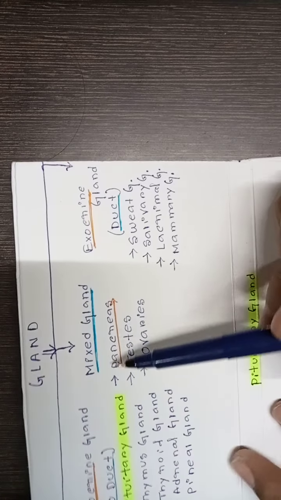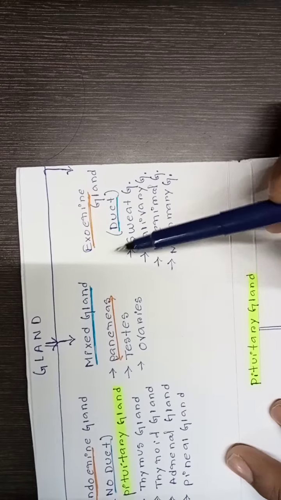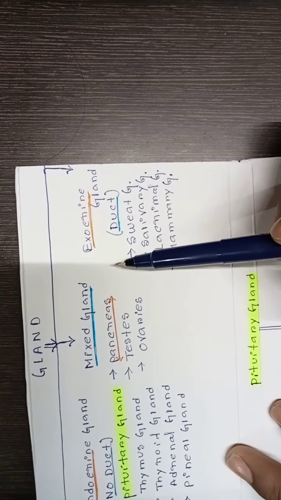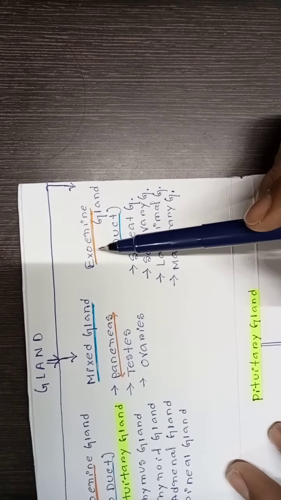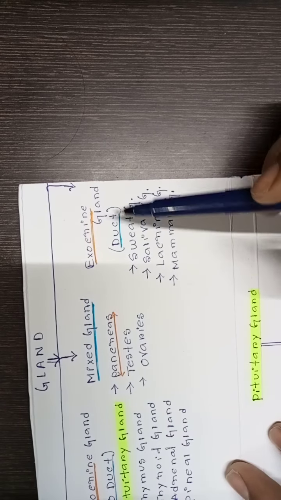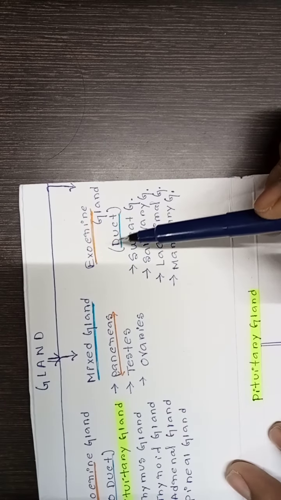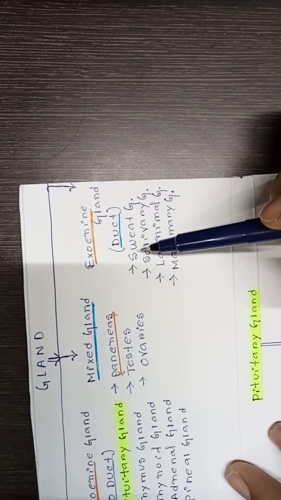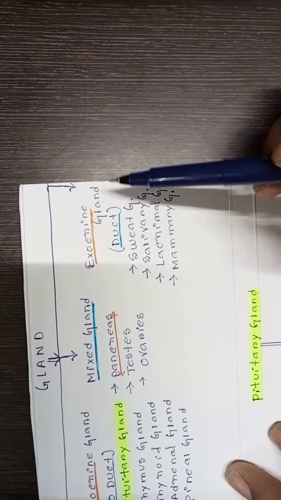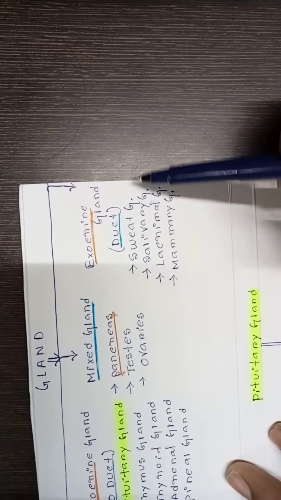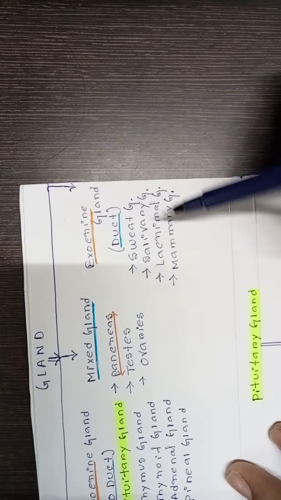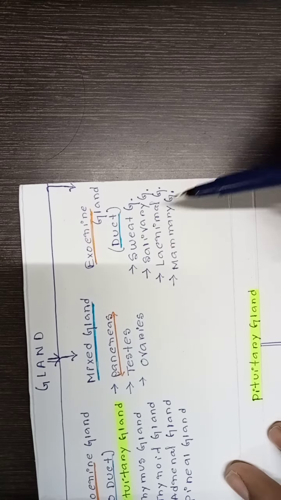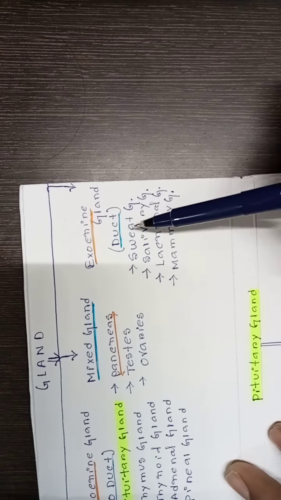And number two, that is mixed gland. This gland has both properties, exocrine properties and endocrine properties. And number three, that is exocrine gland. Exocrine glands are glands which have a duct. What are the examples of exocrine glands? Sweat gland, salivary gland, lacrimal gland, and mammary gland. These are the glands which have a duct.